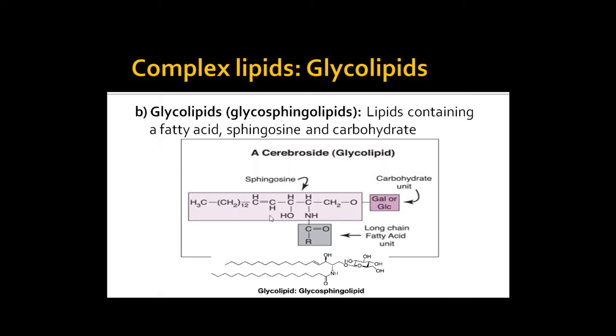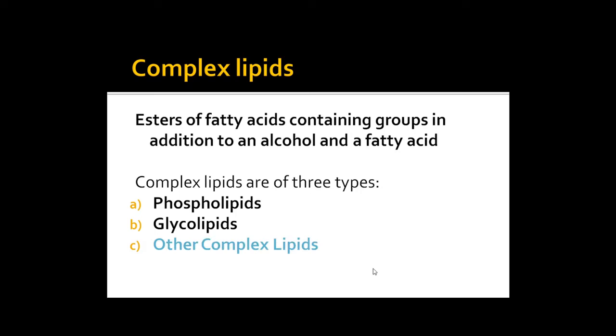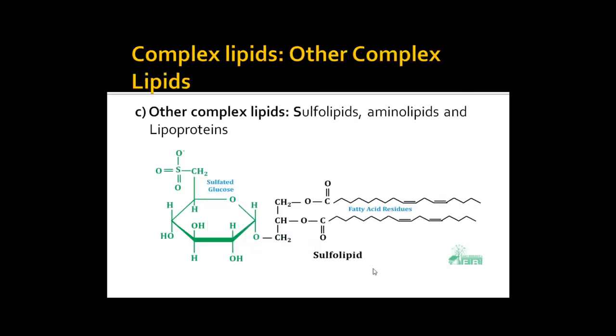Over here is shown an example of glycolipid where this is the fatty acid chain, this is the sphingosine molecule, and here is the carbohydrate unit. So this is the fatty acid part, this is the alcohol part, and this is the carbohydrate molecule attached. The third category of complex lipids is other complex lipids, which include sulfolipids, aminolipids, lipoproteins, etc. Here is shown an example of sulfolipid where you can see a molecule of sulfated glucose attached to the fatty acid residue.